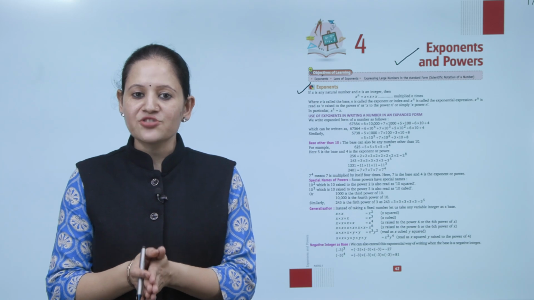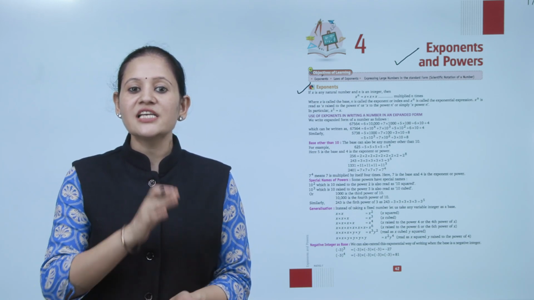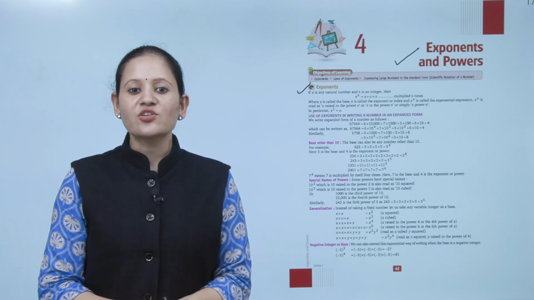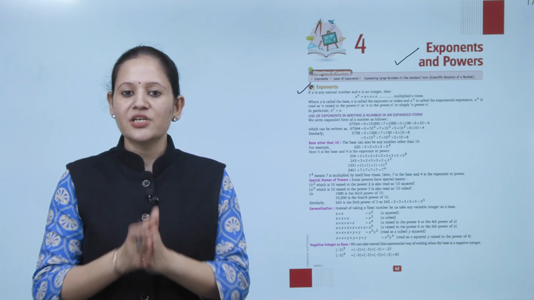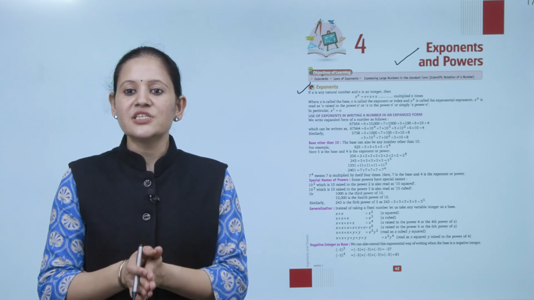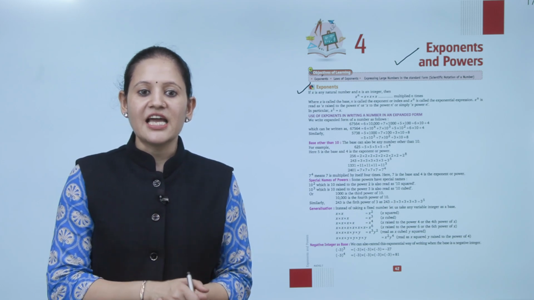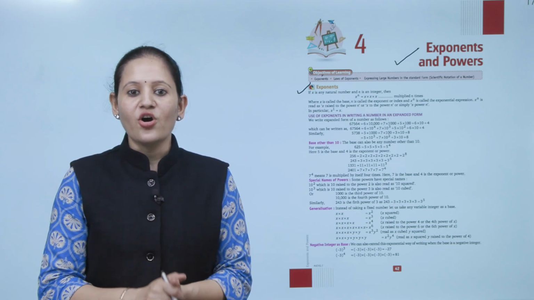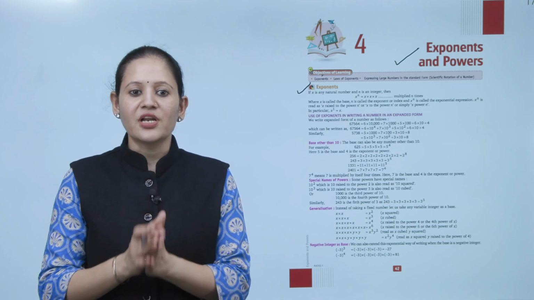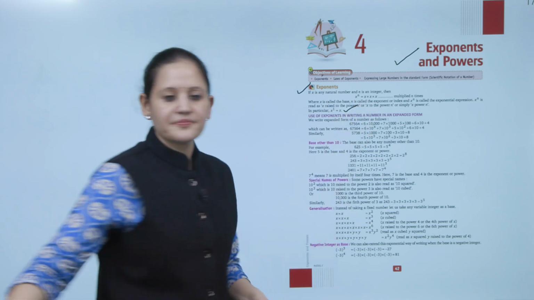If x is any natural number and n is an integer, then x to the power n equals x multiplied by x, n times, where x is called the base and n is called the exponent or the index. x to the power n is called the exponential expression, read as x raised to the power n, or x to the power n, or simply x power n. In particular, x to the power 1 means x.